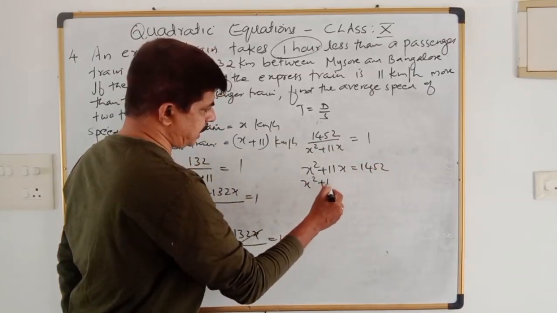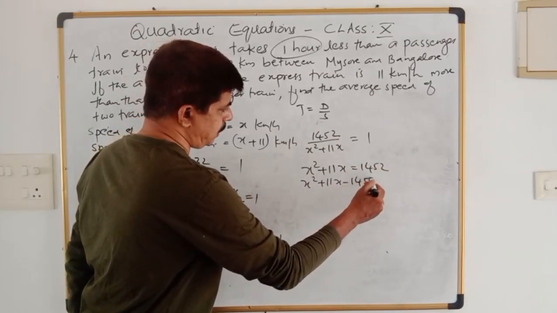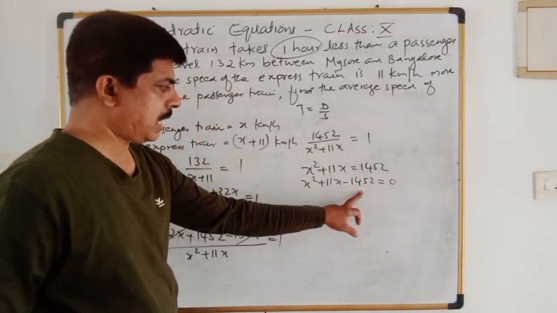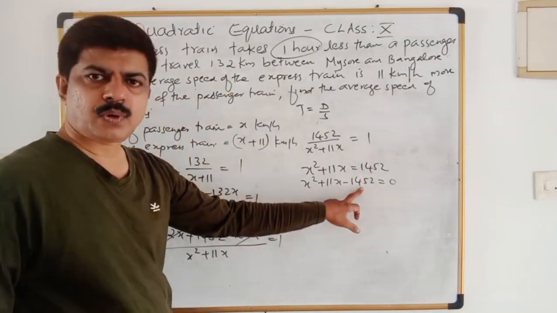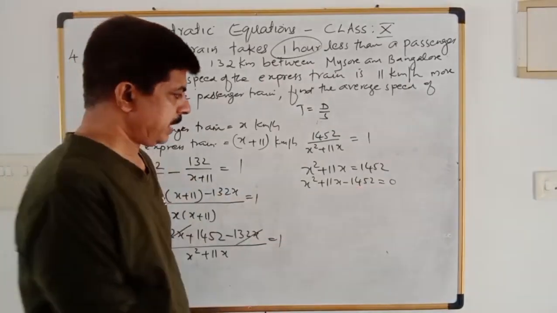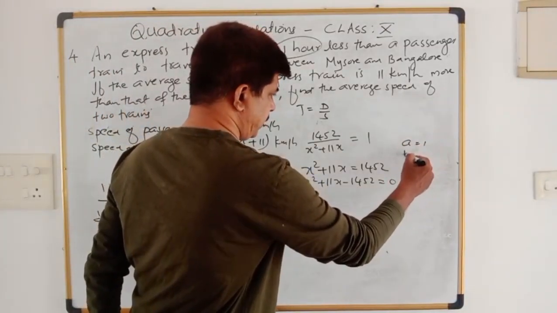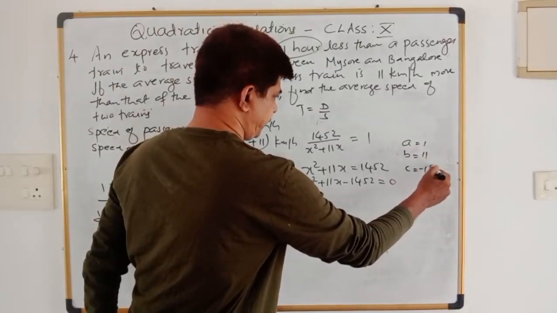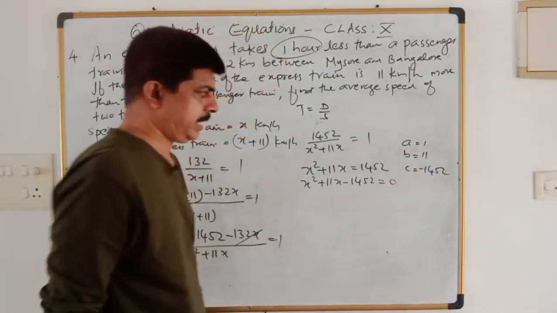So x square plus 11x minus 1452. So numbers are quite large. So quadratic formula method is easy one. Easily we can do it. Okay. So A is 1, B 11, C minus 1452.